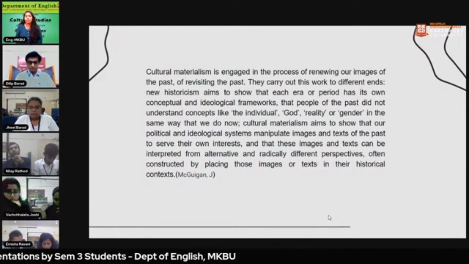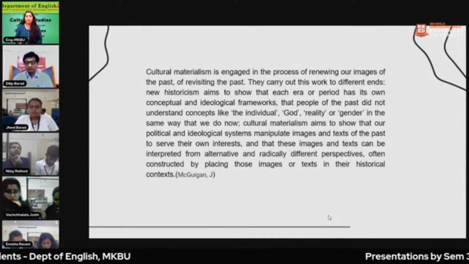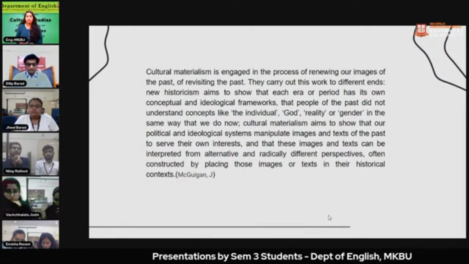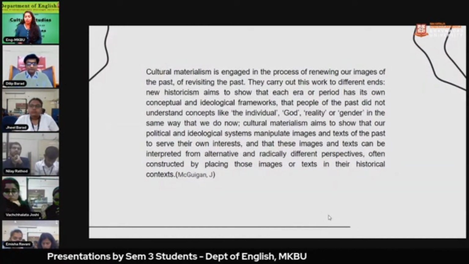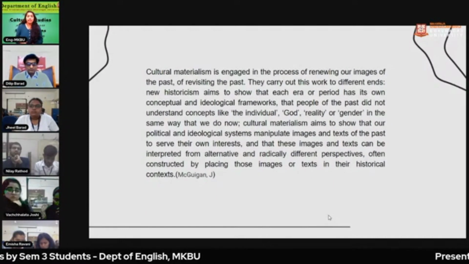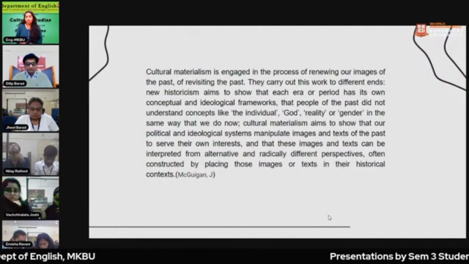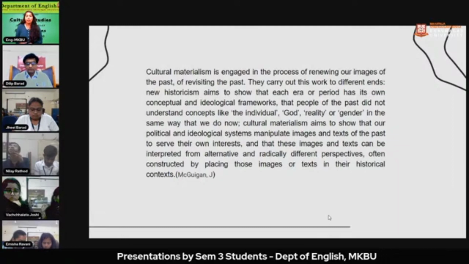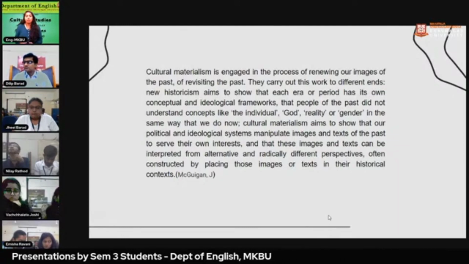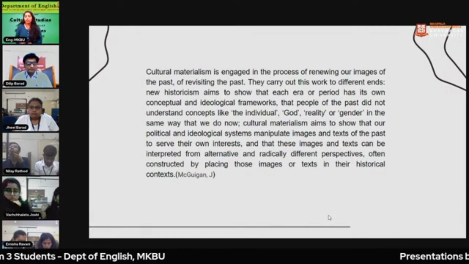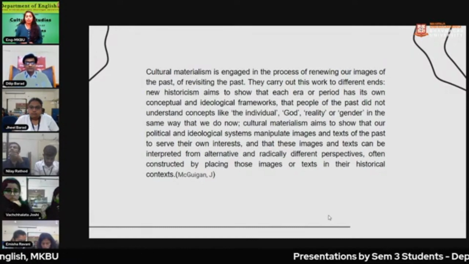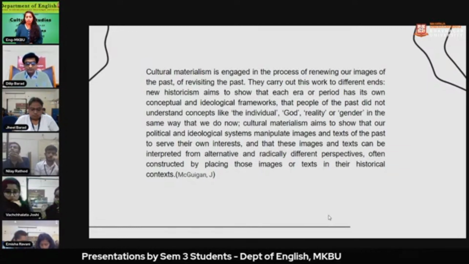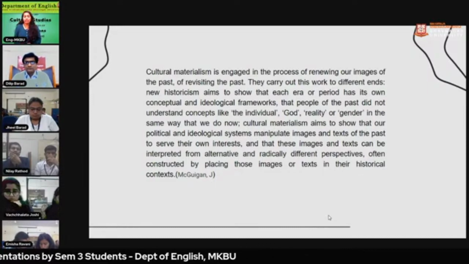New historicism aims to show that each era or period has its own conceptual ideological framework, that people of the past did not understand concepts like individual, God, reality, or gender in the same way that we do now. Cultural materialism aims to show that our political and ideological systems manipulate images and texts of the past to serve their own interests, and that these images and texts can be interpreted from an alternative and radical perspective, often constructed by placing those images or texts in their historical context.